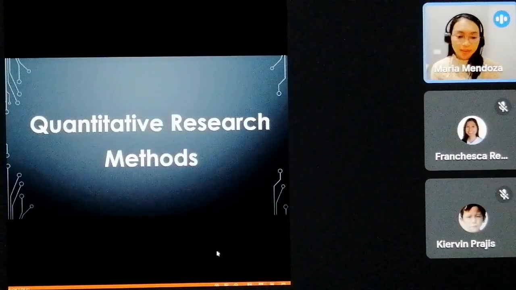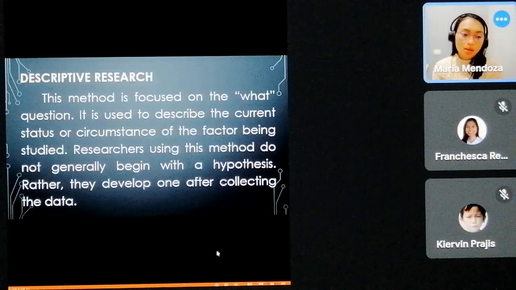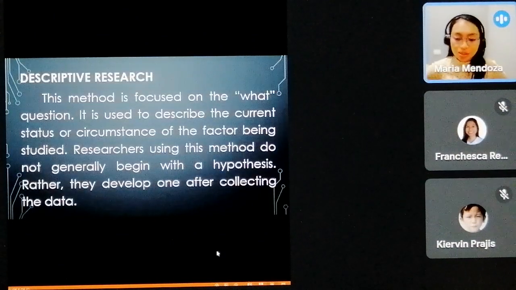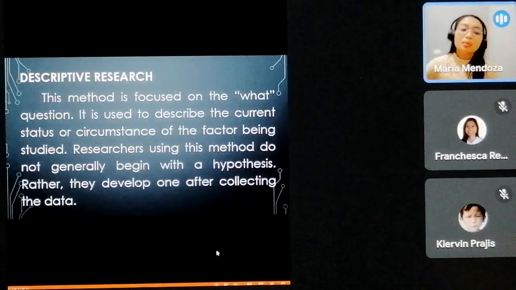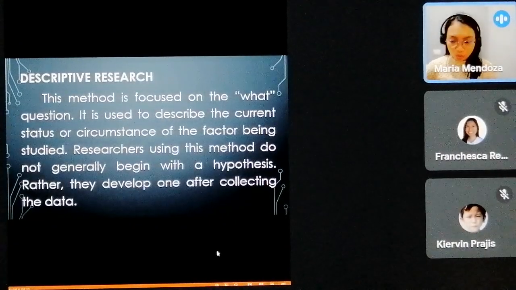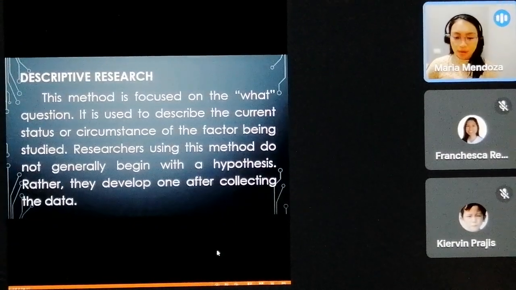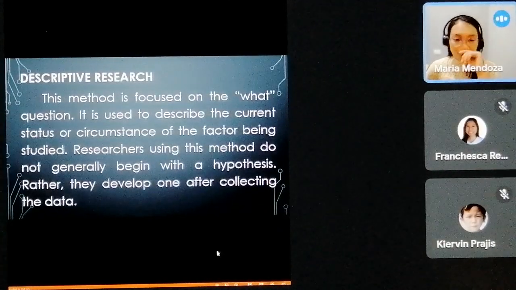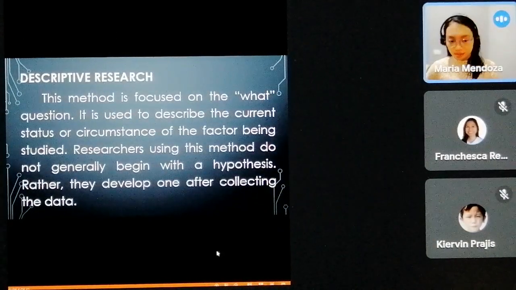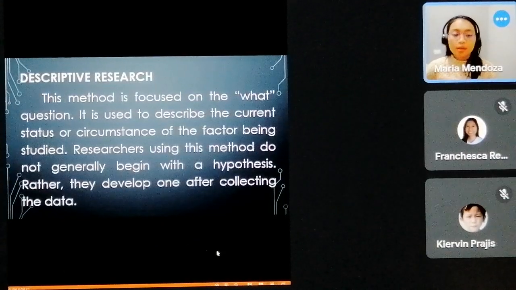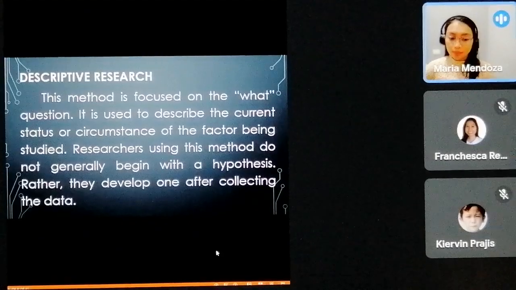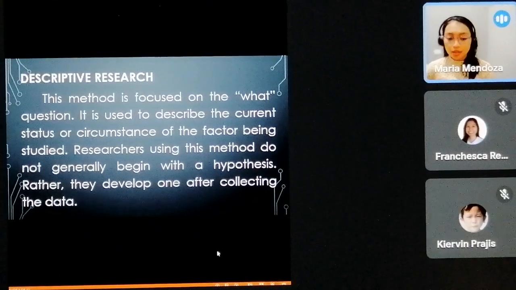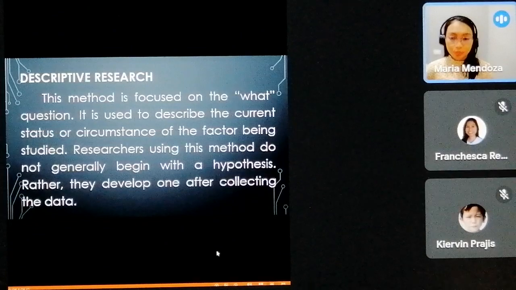We also have the quantitative research methods. So, first one is the descriptive research. Okay? This descriptive research, again, is more on qualitative. So, this method is focused on the what question. It is used to describe the current status or circumstance of the factor being studied. Researchers using this method do not generally begin with a hypothesis. Of course, because in descriptive research, you need to conduct surveys or interviews first before getting a hypothesis.